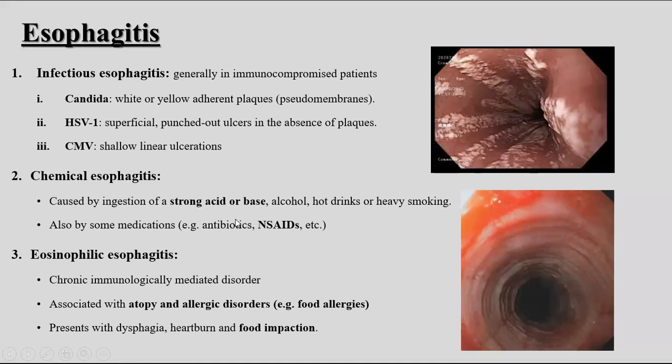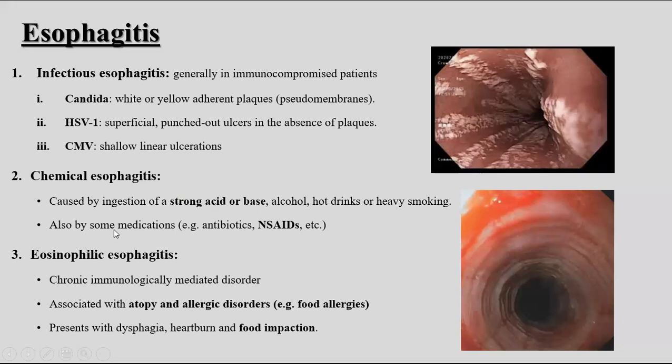Okay, then you have chemical esophagitis. So chemical is because of some chemical. It's when you ingest some kind of strong acid or strong base. So people in suicide attempts, if they try to drink bleach or something like that, then they would develop chemical esophagitis. It can also occur because of smoking, because again, chronic irritation, and chronic consumption of alcohol or hot drinks in the same way. But obviously the most common reason for it is going to be strong acid or strong base.